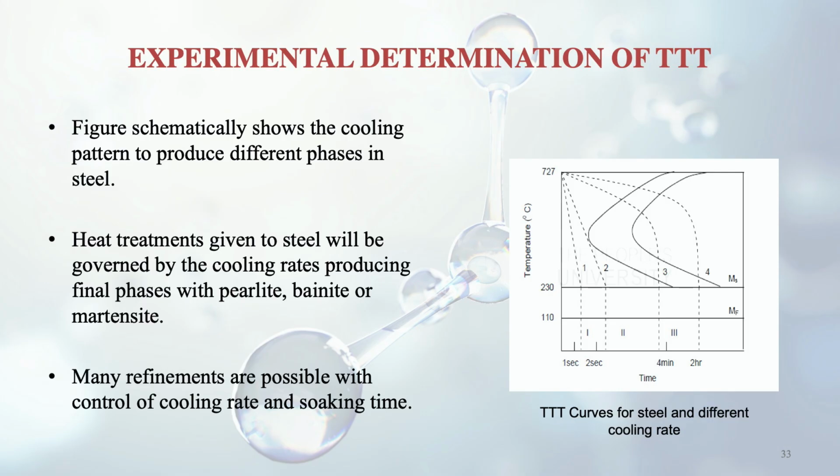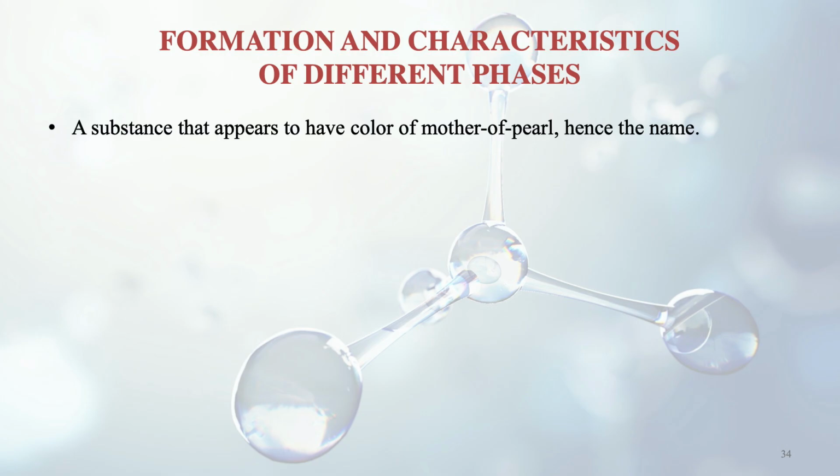So depending upon this cooling rate, different kinds of steel will be formed, and out of those the most commonly known are pearlite, bainite and martensite. So we can see here that many refinements are possible with control of cooling rate and soaking time. We now will see the formation and characteristics of the different phases. A substance that appears to have the color of mother of pearl is known as pearlite, and that's why its name is pearlite, because of this color only.